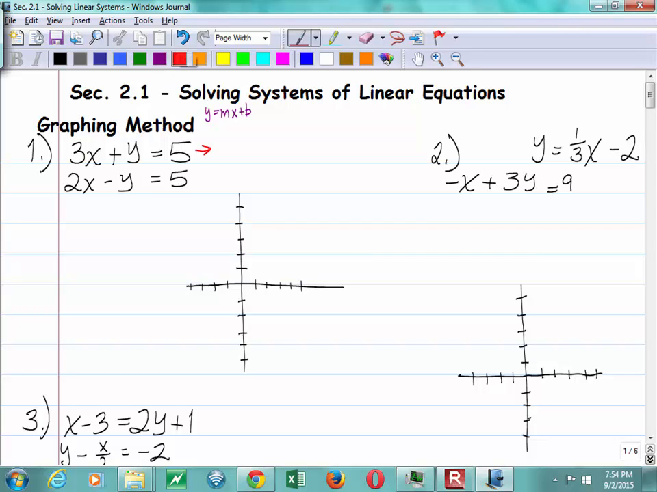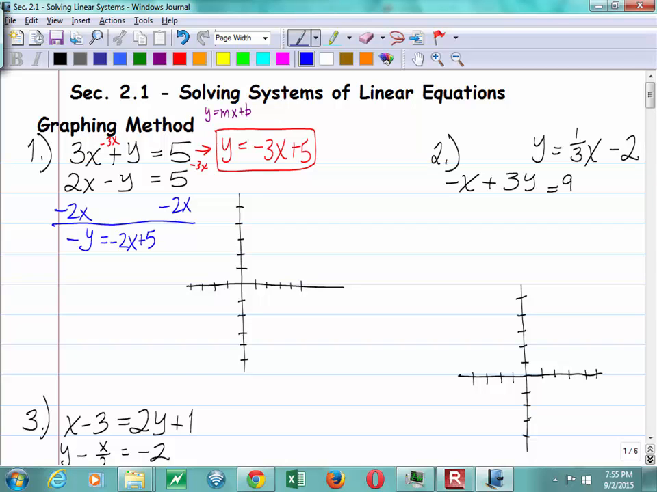So for the first equation, we would just have to subtract 3x from both sides, and that would give us y equals negative 3x plus 5. And then we're going to do the same thing for the other equation. In that case, we need to subtract 2x from both sides. So that would give us negative y equals negative 2x plus 5. And then we still have to get y by itself, so I would divide both sides by negative 1. So that would be y equals 2x minus 5. And then I'm just going to graph each of those.